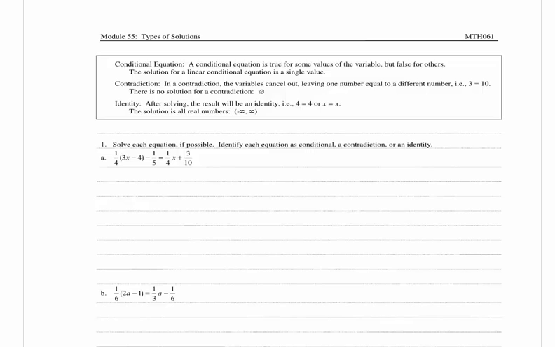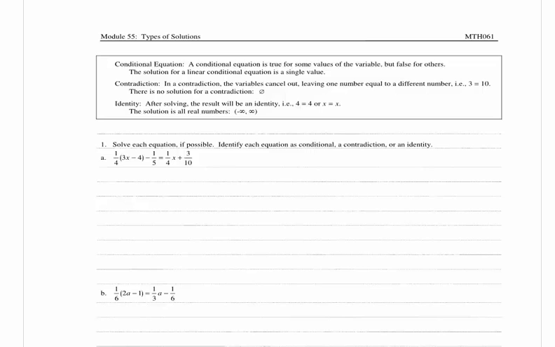An identity: after solving, the result will be an identity. For example, 4 is equal to 4 or x is equal to x, and the solution is all real numbers. In 1, it says solve each equation, if possible. Identify each equation as conditional, a contradiction, or an identity.